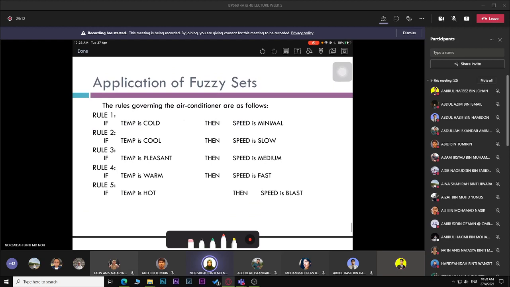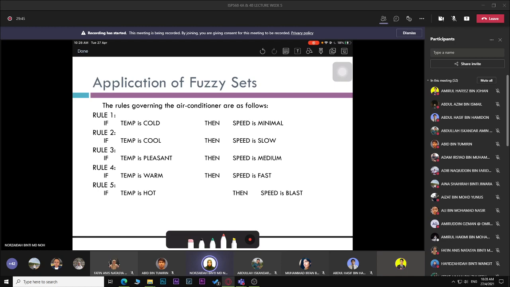Alright, so these are some examples of the rules governing the air conditioner. Alright, rule 1 says if temperature is cold, then speed is minimal. Okay. Rule 2, if temperature is cool, then speed is slow. If temperature is pleasant, speed is medium. If temperature is warm, speed is fast. If temperature is hot, speed is blast. Tu logik dia lah kan. Kalau temperature dekat luar dah sejuk, cold, so you tak nak kipas tu kuat sangat, so dia pergi minimal.